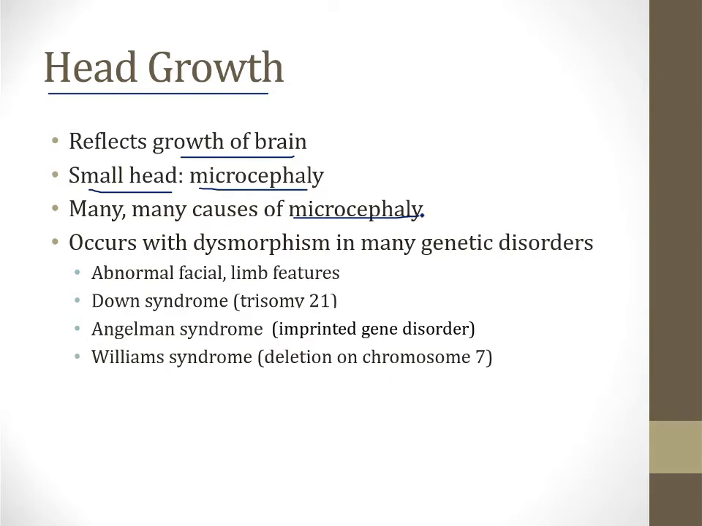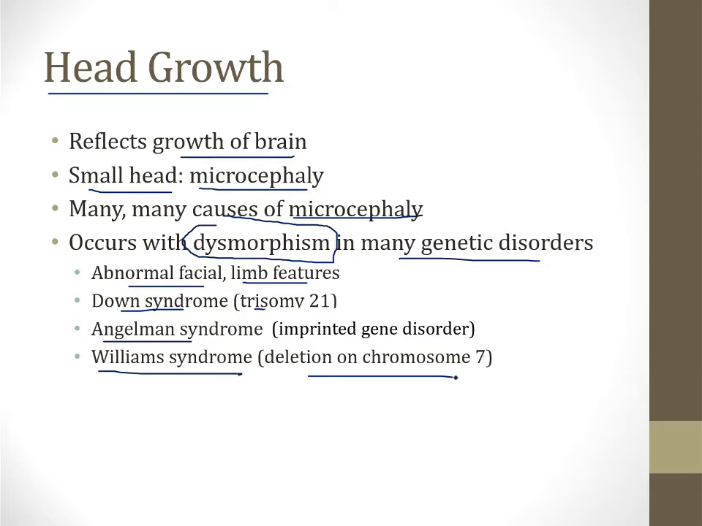But for step 1, what you want to know is that microcephaly occurs in many genetic disorders, and when it does, it usually occurs together with dysmorphism. Dysmorphism means abnormal features of the body, things like abnormalities of the face or the limbs. So for example, children with Down syndrome, which is trisomy 21, often have microcephaly. They will also have all the facial and other features of Down syndrome. Angelman syndrome is an imprinted gene disorder that I talk about in genetics videos, and it is associated with microcephaly, but also many other characteristic facial features. Same is true of Williams syndrome. This is caused by a deletion on chromosome 7. I also discussed this in genetics, but it's associated with microcephaly.